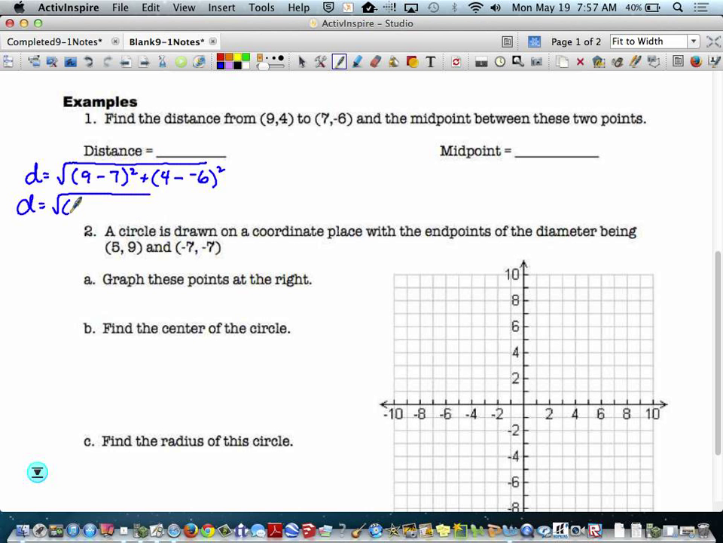9 minus 7 is -2 squared, and 4 plus 6 is 10 squared, and I'm getting the square root of 104. Because what's -2 squared? 4. What's 10 squared? 100. 100, so that's 104. The nice exact value would be 4 times 26, which is 2 root 26. Can somebody give me the decimal? Can somebody give me the decimal, please? 10.2.